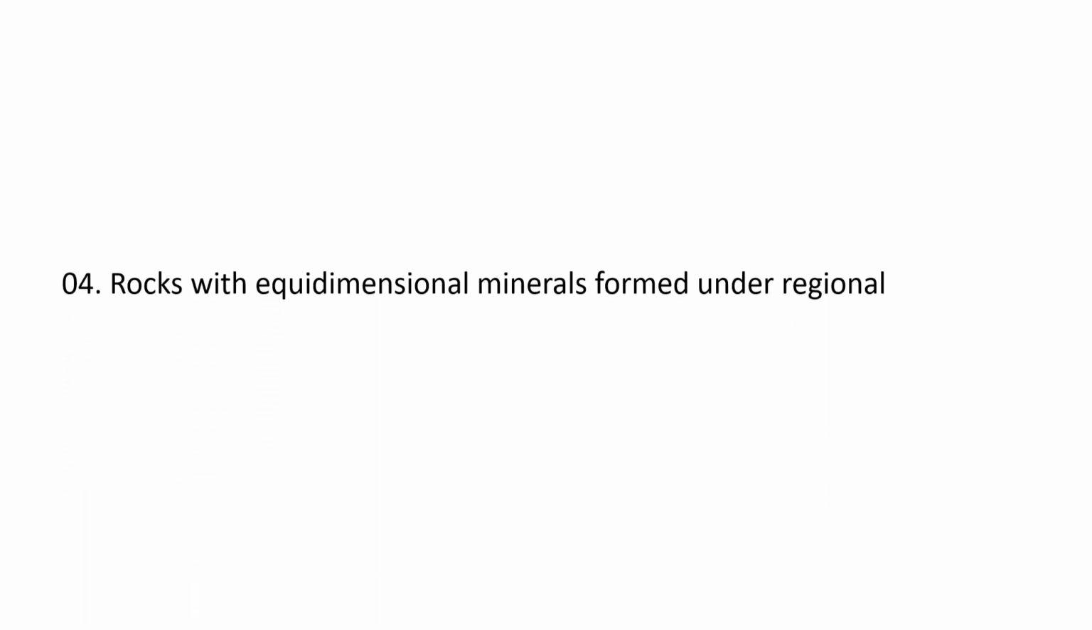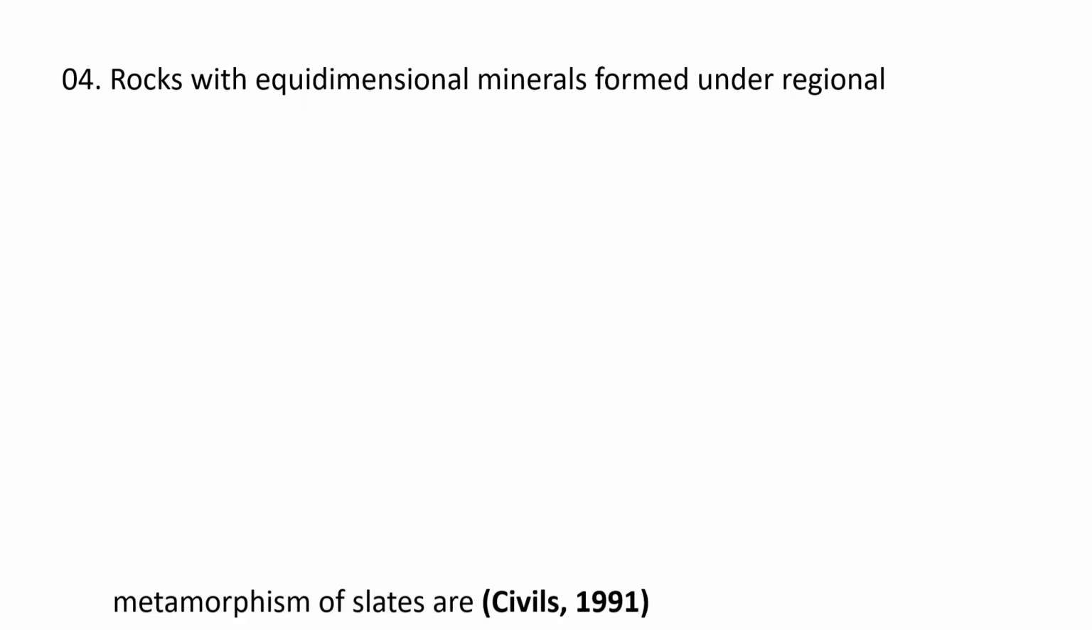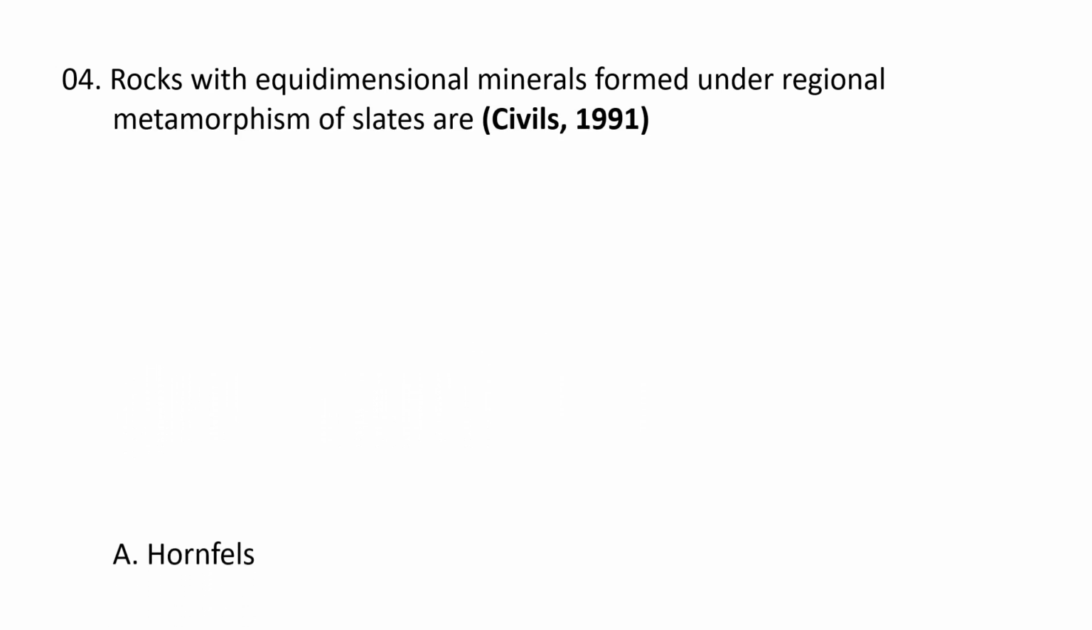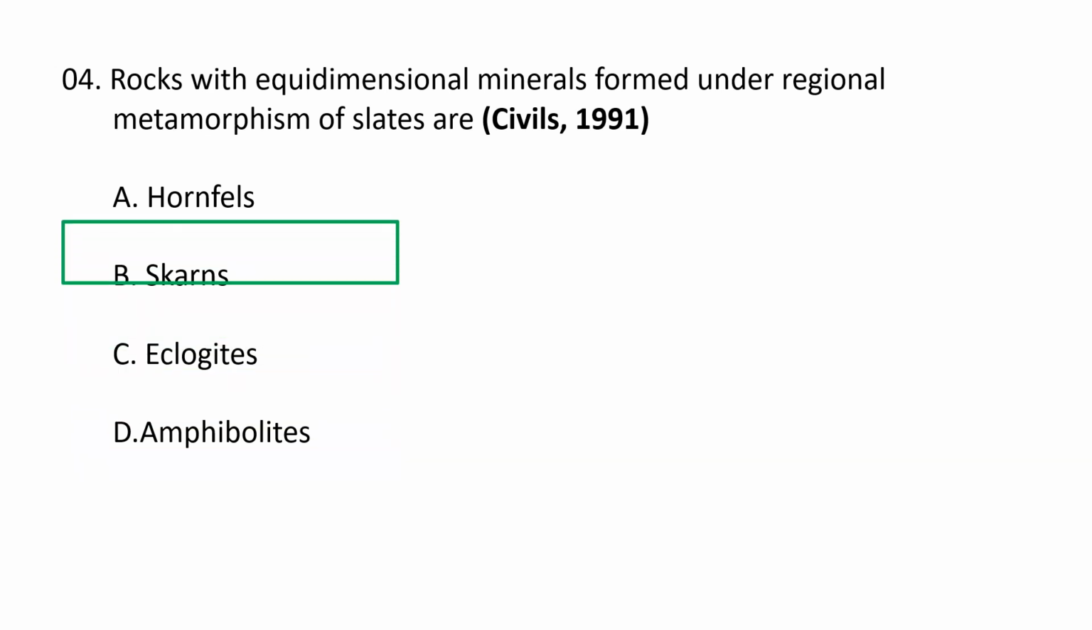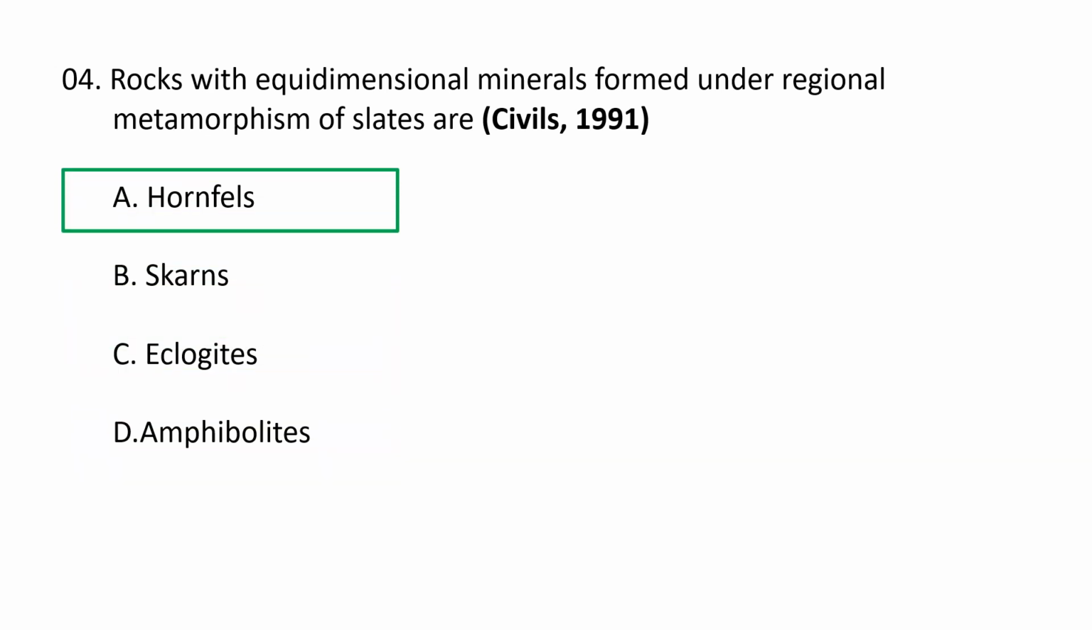Next question. Rocks with equidimensional minerals formed under regional metamorphism of slates are: A. Hornfels, B. Schists, C. Eclogites, D. Amphibolites. So hornfels, these are the rocks with equidimensional minerals formed under regional metamorphism of slates.